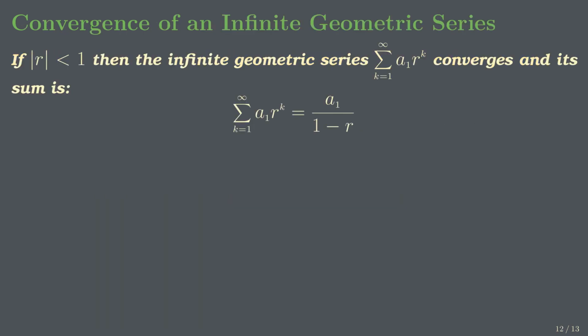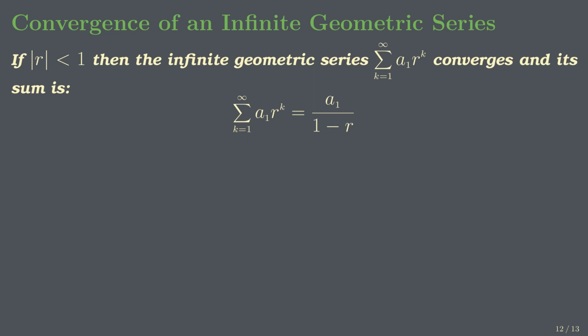Now there is a very famous theorem which tells you in which case you can compute the sum of the infinite geometric series. So if the common ratio r has absolute value less than 1, then the infinite geometric series converges, and we can actually compute the sum in this case. It is given by a1 over 1 minus r.